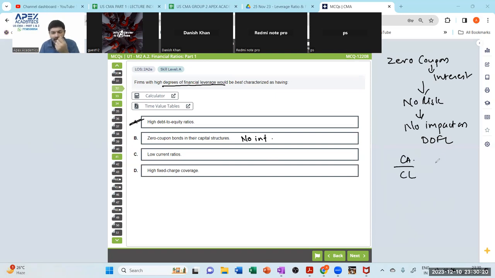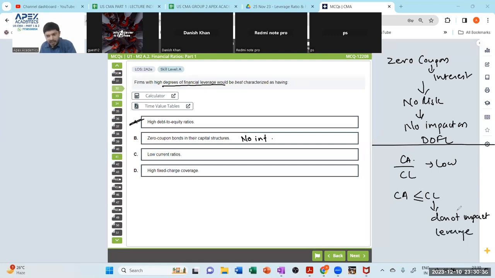Low current ratio. Current assets upon current liabilities. Suppose this is low. That means current assets are less than or equal to current liabilities. But current liabilities do not impact leverage. At the very beginning of this lecture, I have written in a note that current liabilities impact operations and they don't impact leverage. When Rajita sends you the screenshots of today, you will find that I have specifically written it. Do you want to see it? Yes or no?